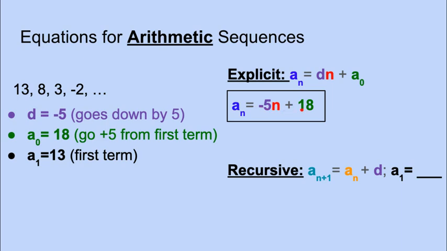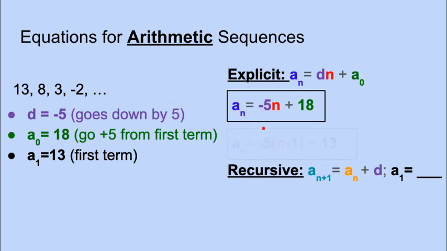If you want to check that it works, you could try plugging in, let's say, n equals 3. Oh, that's confusing. Let's do n equals 4, right? So let's plug in n equals 4. To get our 4th term, we're trying to get negative 2, so n equals 4, that will be negative 5 times 4 is negative 20. Negative 20 plus 18 does indeed make negative 2.